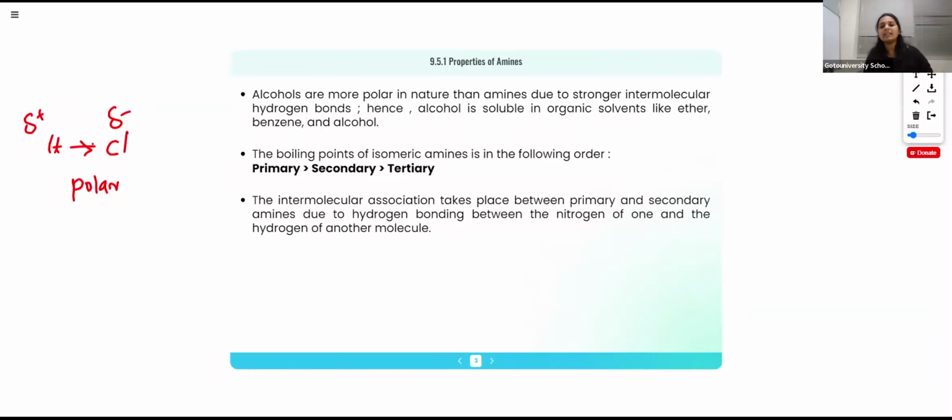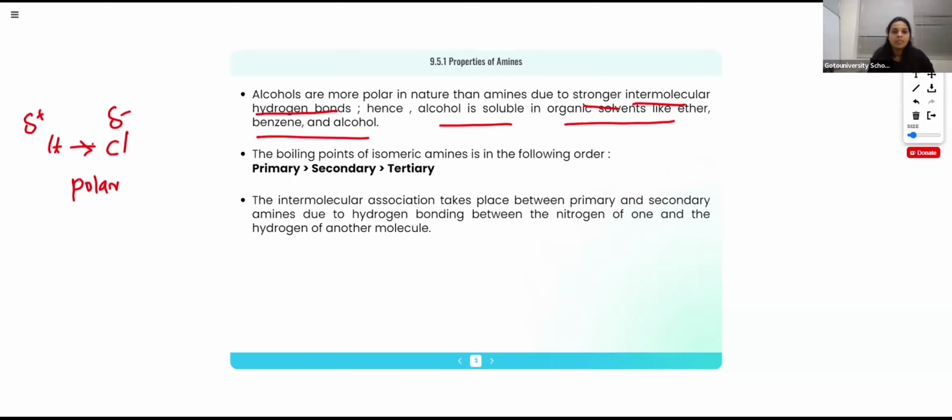Alcohols are more polar in nature than amines due to the stronger intermolecular hydrogen bonds. Got it? So if you are comparing the polarity of amines with alcohols, alcohols are more polar in nature. Why? Stronger intermolecular hydrogen bonds. Alcohol is soluble in organic solvents like ether, benzene and alcohol. It's the same thing. Okay?